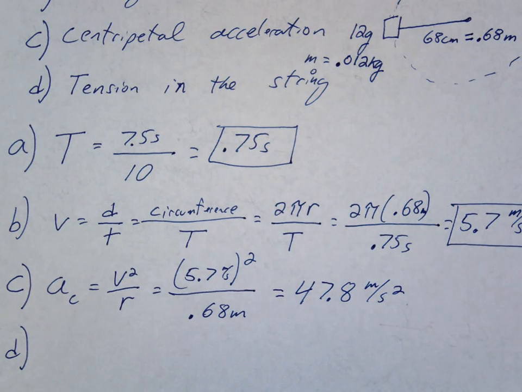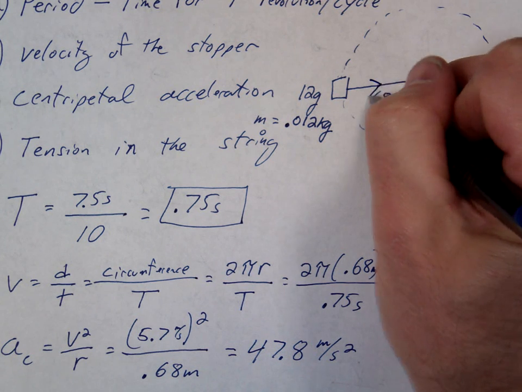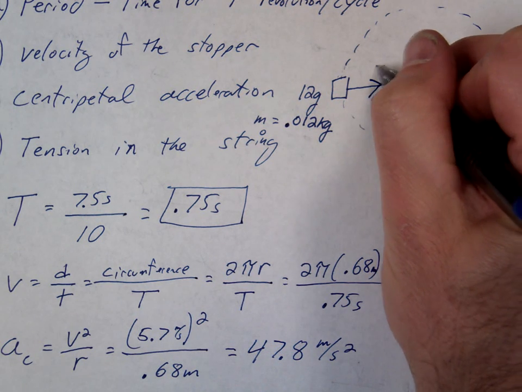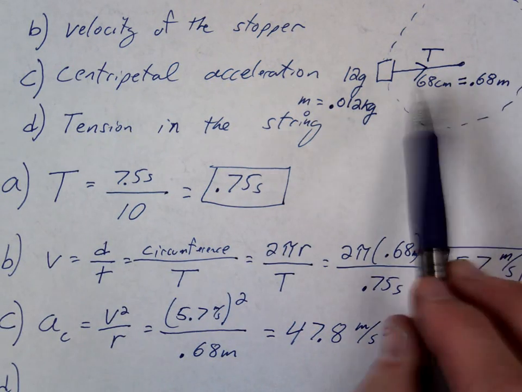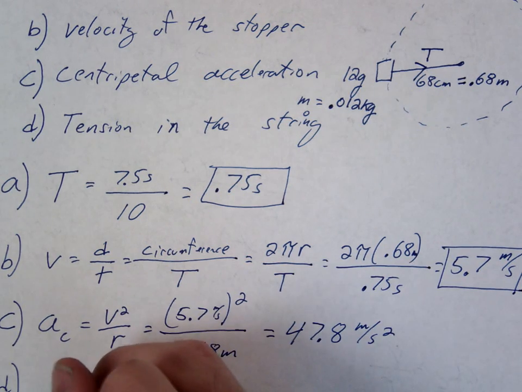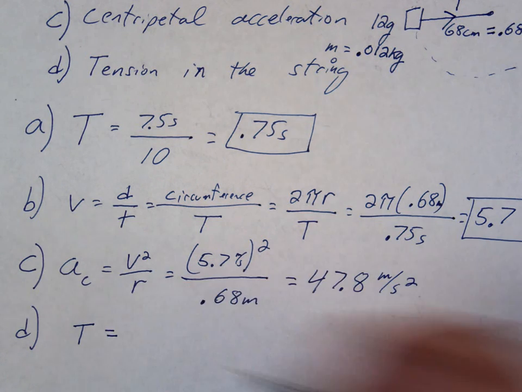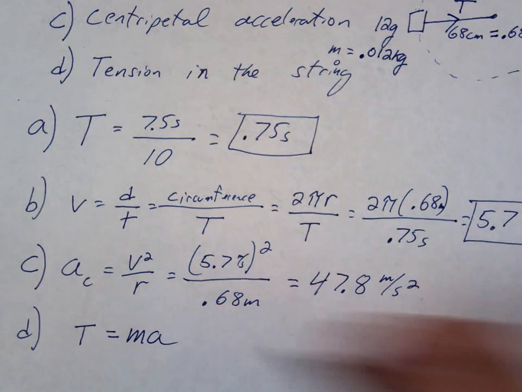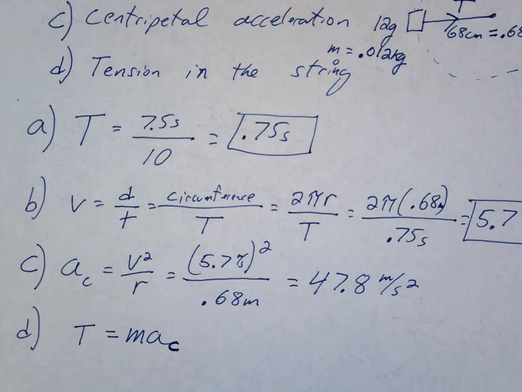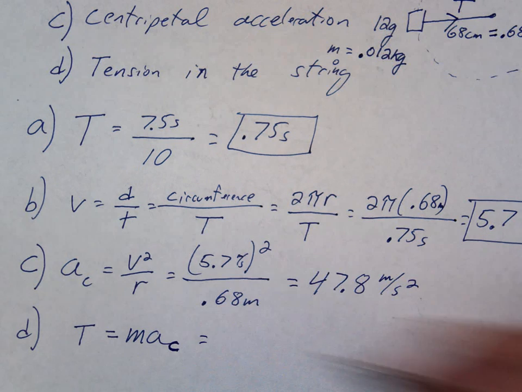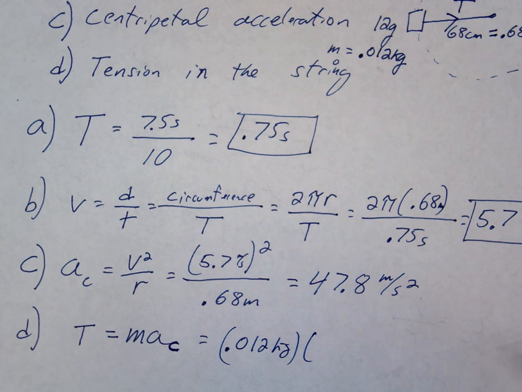Alright, and lastly we're going to find the tension. Notice in our picture, the tension is this way, right? T. And there's no other forces involved here, so if we did our FBD, we just have our tension. And if we did our summation, we just have one force, tension. Well, what is tension equal to? Mass times acceleration. If you want, you could subscript this C, since it's a centripetal acceleration. So we're simply going to multiply the mass by our acceleration.